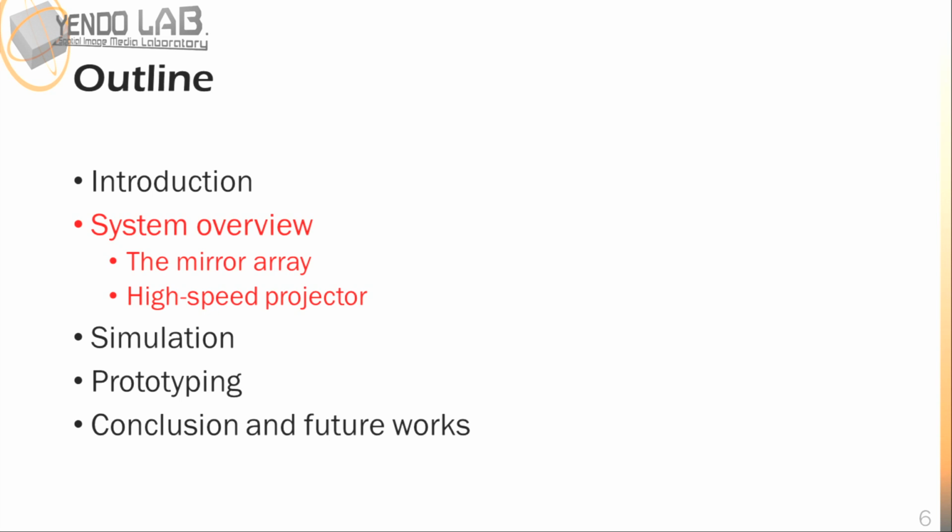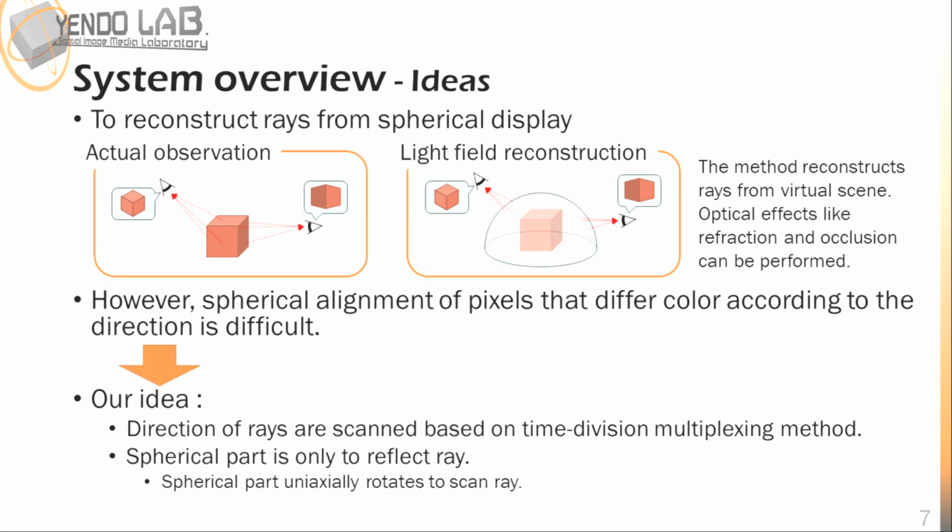Next, I explain the scheme of the proposed system. The proposed system is a light field display. A light field display should control the intensity of rays according to the position of the ray on the display and the direction of the ray. However, carving a conventional display structure based on integral imaging is not easy. So we decided to use a time-division multiplexing method similar to previous work. What the spherical part does is just reflect and scan rays. We employ uniaxial rotation to scan rays from the viewpoint of mechanical feasibility.